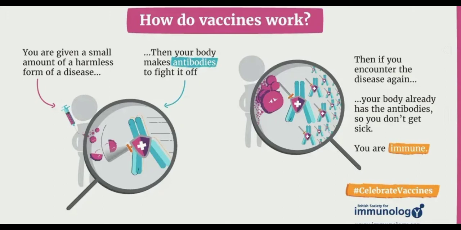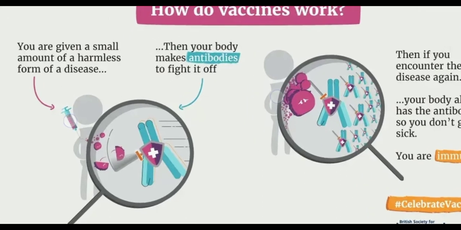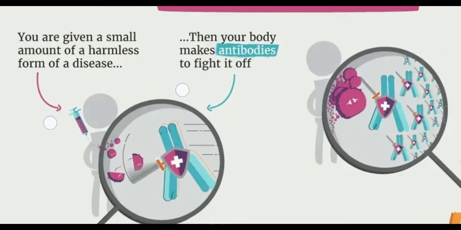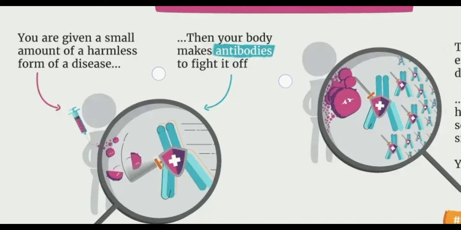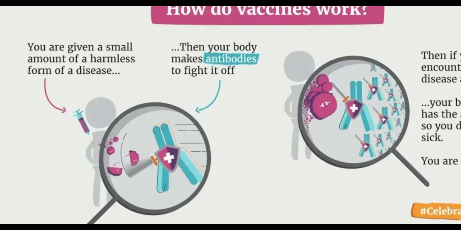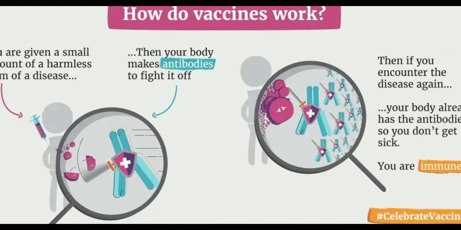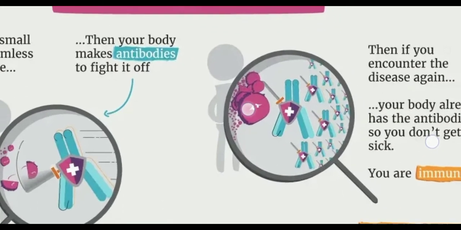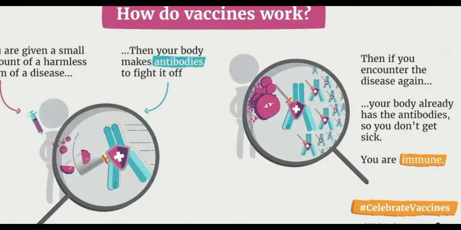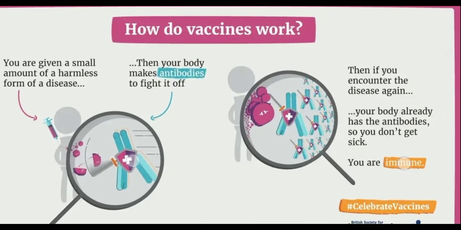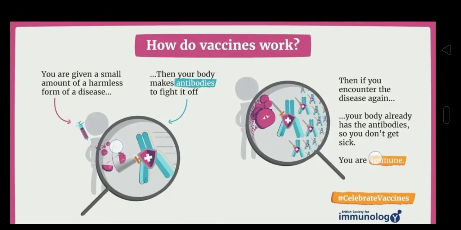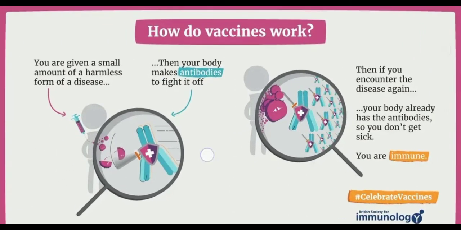So let's see the process step by step. Here you are given a small amount of a harmless form of a disease, then your body makes antibodies to fight it off. Very good, same process as we have already mentioned. And then if you encounter the disease again, your body already has the antibodies, so you don't get sick, you are immune. So this is the common process we have already discussed. Very important concept, guys. Let's move on.